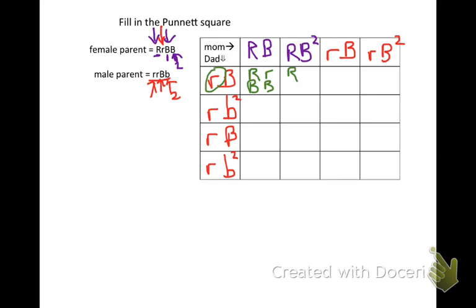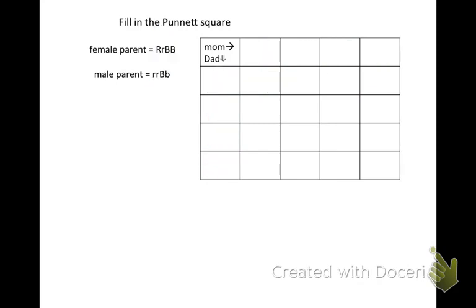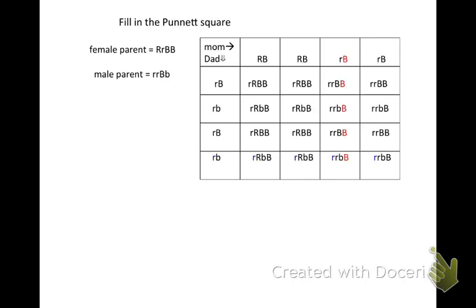Capital R, little r, capital B, capital B. R, R, B, B. Well, let's look at that Punnett square all filled out now. And we can see I've color-coded a few of these so that you could keep track of where progeny, shown here, are getting their traits. These are the progeny, getting traits from either mom or dad.